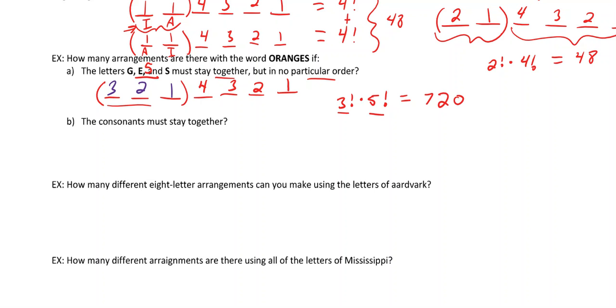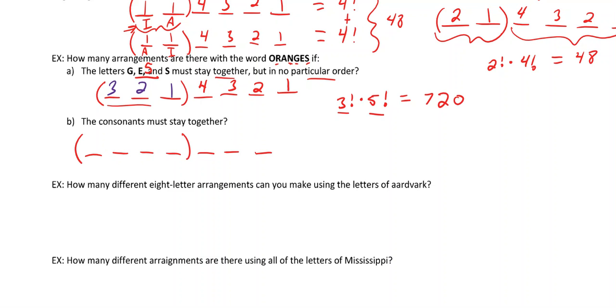Okay, all right, next one. Now it says the consonants must stay together. How many consonants do I have? 1, 2, 3, 4, right? So it's really going to be the same situation here. Let's write all our blanks: 1, 2, 3, 4. All right, so now we're going to do the same thing, but with the consonants.